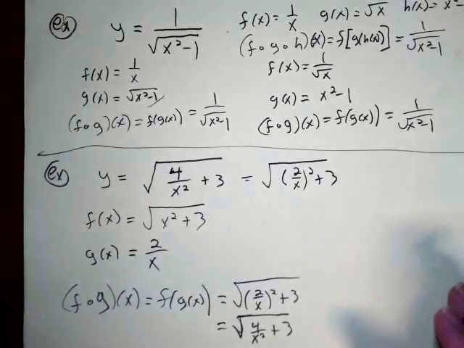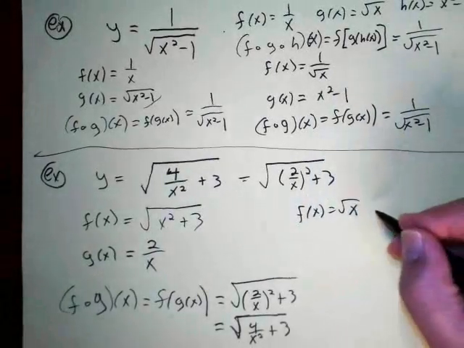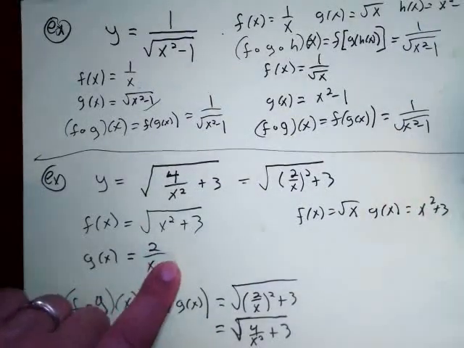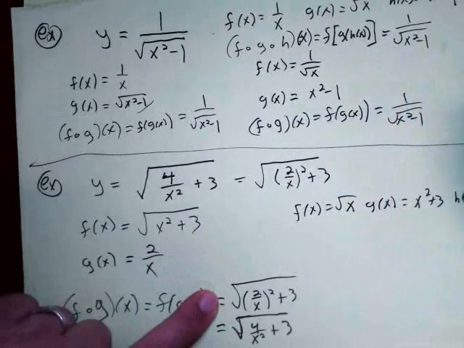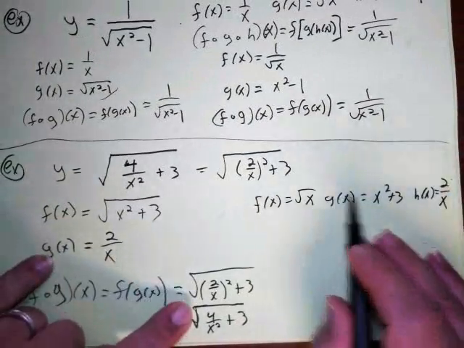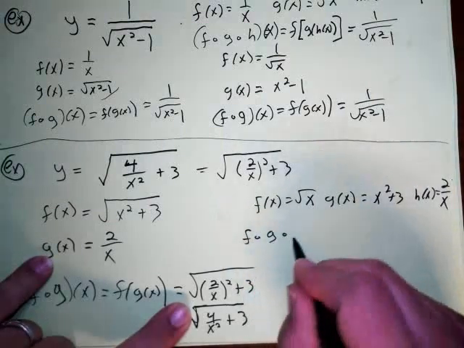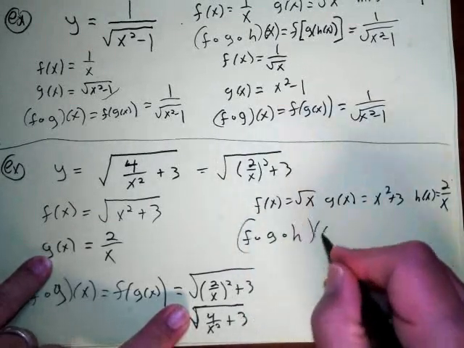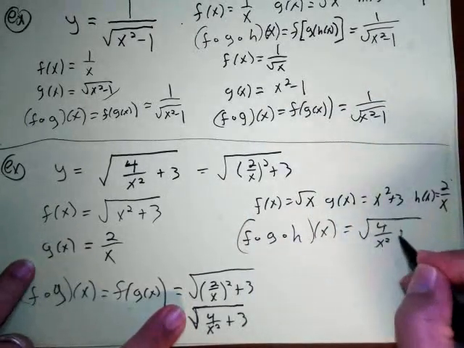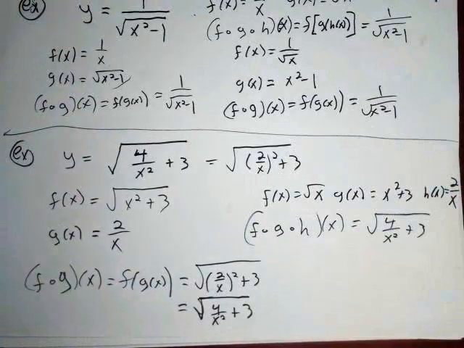But it's not the only way of doing it, right? I could do f of x be the square root of x, g of x then would be x squared plus 3, and h of x would equal 2 over x. Okay? And then I'd be putting this inside there, so I'd have f of g of h of x. And that would end up giving me the same thing. So you can break it down in different ways.